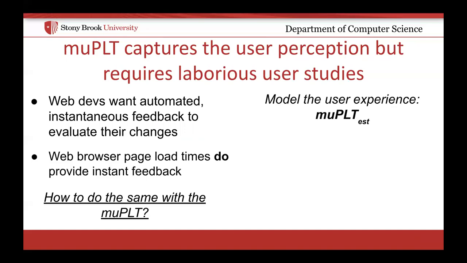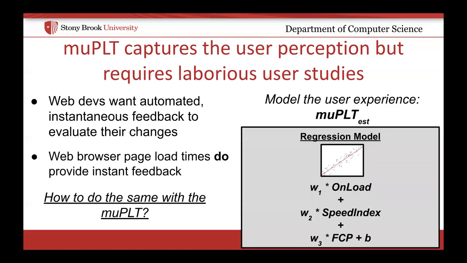For this, we introduce a model of the muPLT, which we call the estimated muPLT, or the muPLT-est. The muPLT-est is a linear combination of existing popular metrics for how web page loads are already measured. By combining these different factors, the muPLT-est is able to better predict the muPLT than any of the metrics individually. As each of these inputs are easily accessible by web developers and are able to be calculated in real time, the muPLT-est can be found in real time and without the need for user studies.